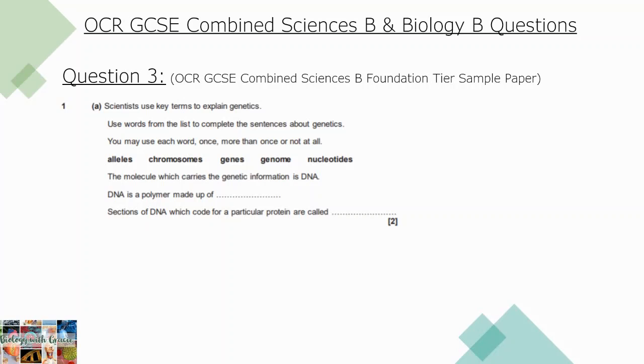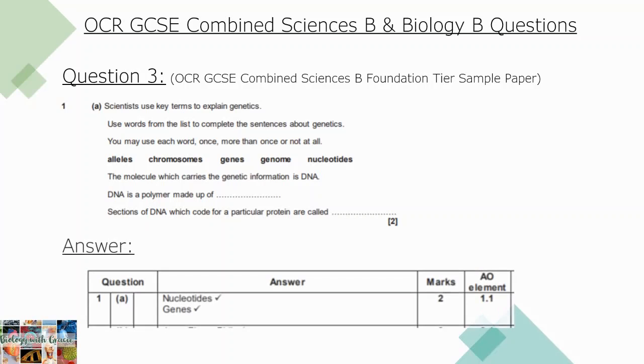Then we've got sections of DNA which code for a particular protein are called blank. We know that sections of DNA which code for particular proteins are, of course, genes. So there we've got our answer.